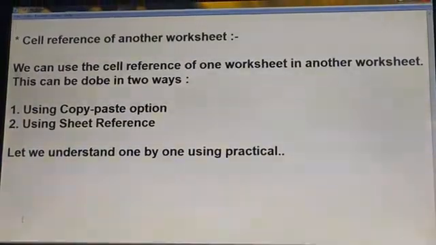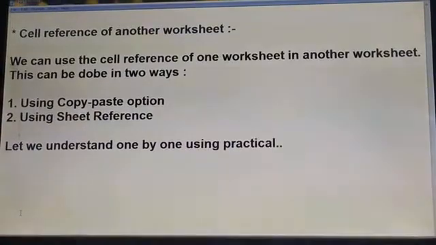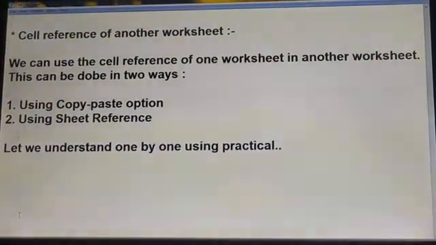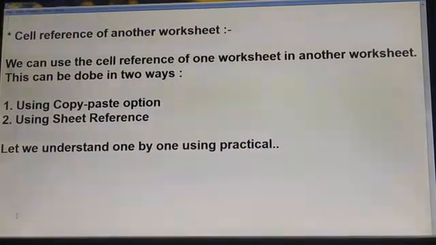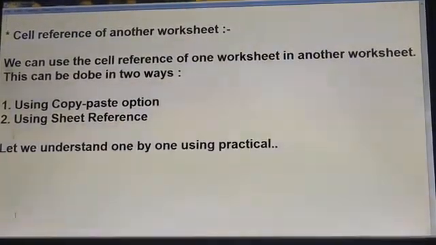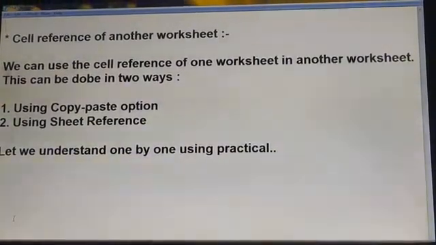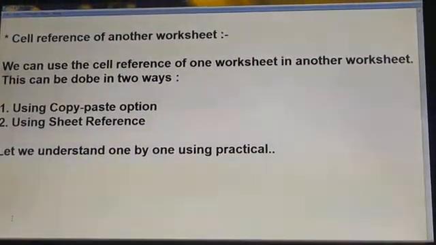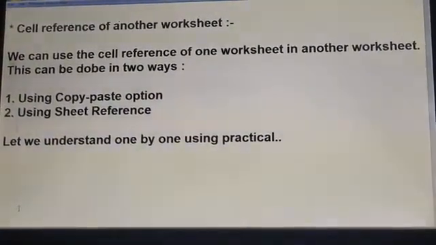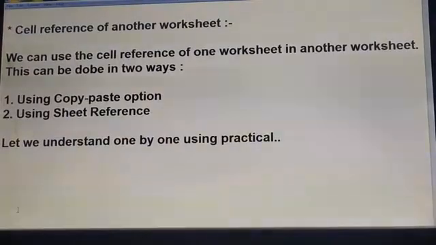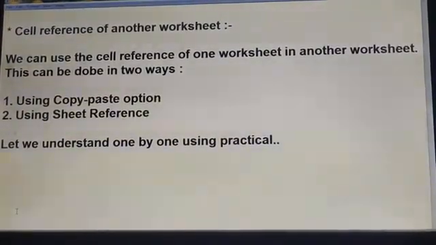So, cell reference of another worksheet. Students, we can use the cell reference. Cell reference means the cell's address of one worksheet used in another worksheet. It means we can use a cell reference or cell address of Sheet 1 in another sheet also. Because you know that whenever we open MS Excel, there are by default Sheet 1, Sheet 2, Sheet 3. So you can use any cell address of Sheet 1 in Sheet 2 also.